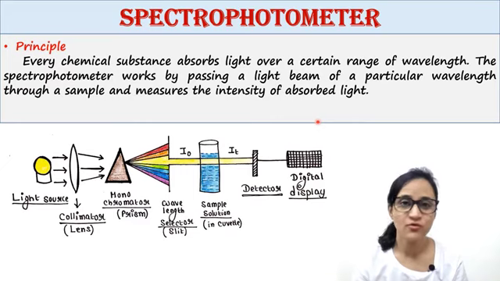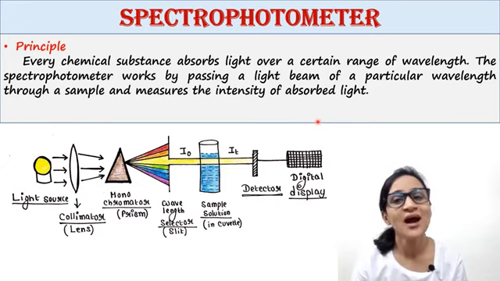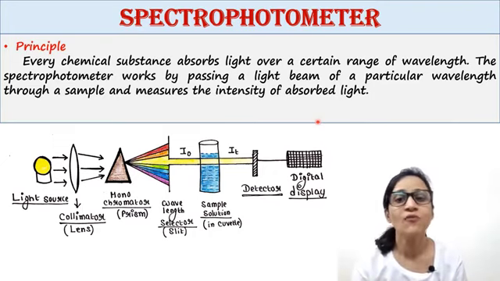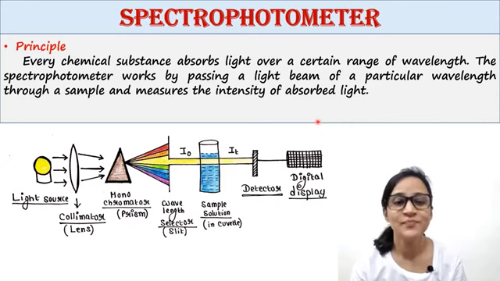Principle of spectrophotometer. Every chemical substance absorbs light over a certain range of wavelength. The spectrophotometer works by passing a light beam of a particular wavelength through a sample and measures the intensity of absorbed light. So let's try to understand this principle in this picture.